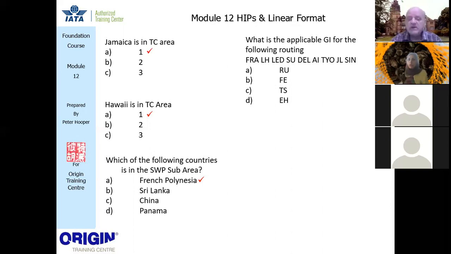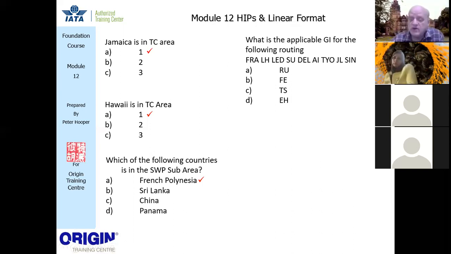RU. But this is not applicable. Tell me why. Because it doesn't originate in Russia. It doesn't originate in European Russia, and it doesn't end in Tokyo, in Japan or Korea also. Well, there's another reason as well, but RU would start me off nicely.